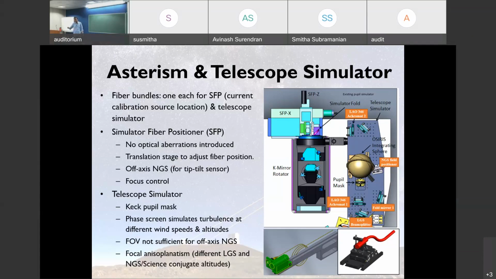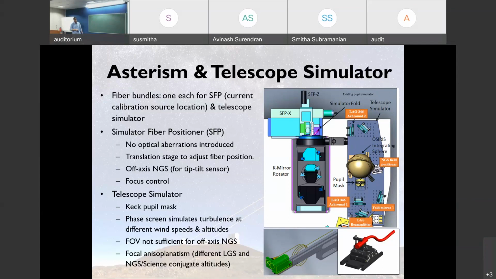Keck has the additional complexity that it's not a circular monolithic mirror. Keck is a very complex segmented mirror telescope. So if you inject a fiber source from here, the pupil is formed as a deformable mirror. The pupil is not reflected from the telescope mirror, which means that you don't get the edge effects or the issues that you normally would get with a segmented mirror telescope.